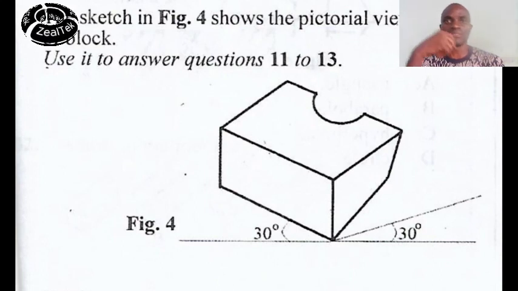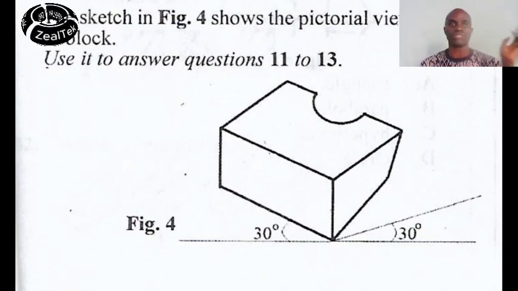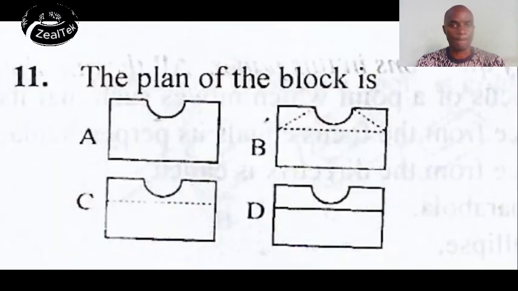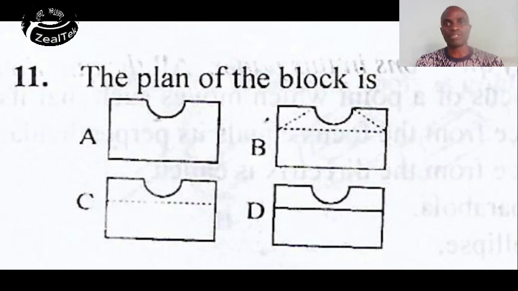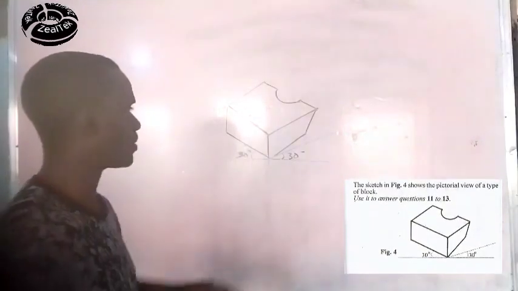Question number 11. Now it comes from this one. They say the sketch in figure 4 shows a pictorial view of a type of block. Use it to answer questions 11 to 13. And so follow me up as we look at it. Question 11. The plan of the block is, so watch out the video that comes after now, it will give you the correct answer. The plan of the block.